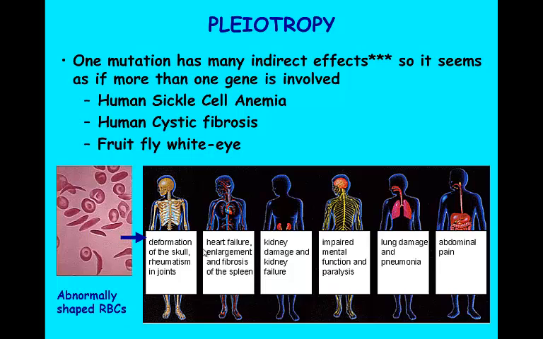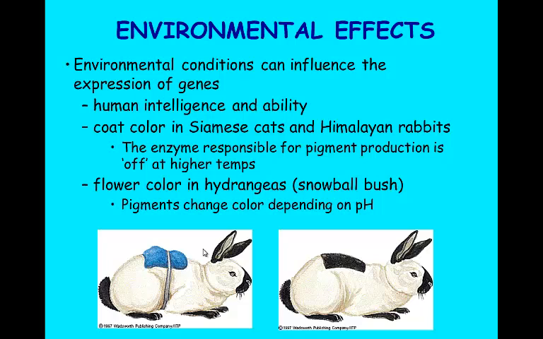And again, this is showing some of the things that are wrong. When you have sickle cell anemia, you have abnormally shaped red blood cells, but it leads to a whole host of effects in the individual who carries the disease. We can go on and talk about environmental effects.